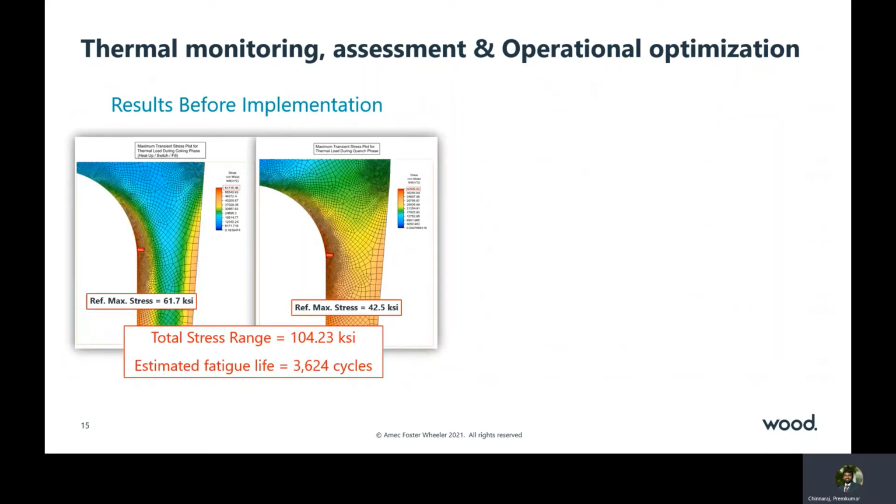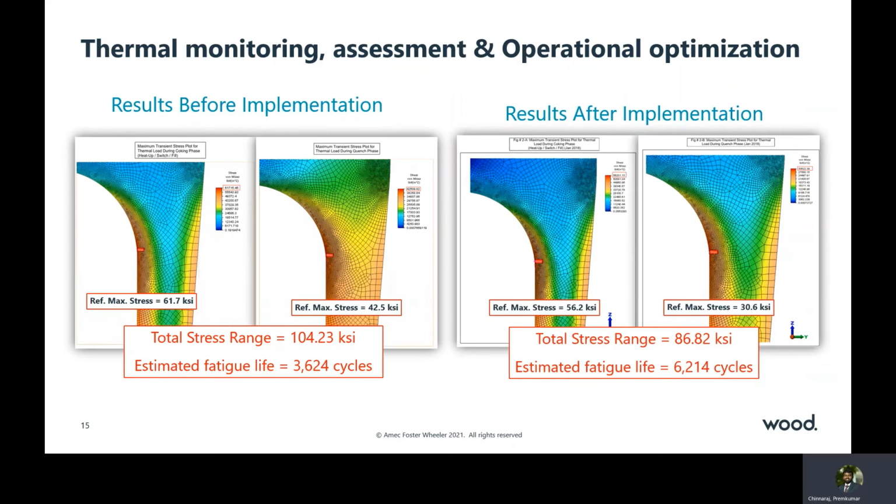As explained a few slides back, the plots shown here are FEA results based on thermal transients measured from TAs right after startup. Later, reduced thermal gradients as a result of operational optimization were used as basis and the FEA model was updated. As you can see on the right side, the stresses during both cooking and quench reduced to 56 KSI and 30 KSI respectively. This resulted in a fatigue life estimate of approximately 6,200 cycles. This is a significant improvement and the results were close to the initial life predicted during design phase.